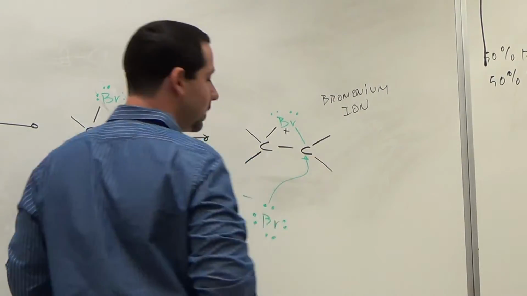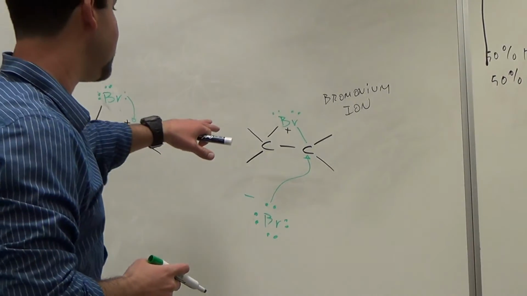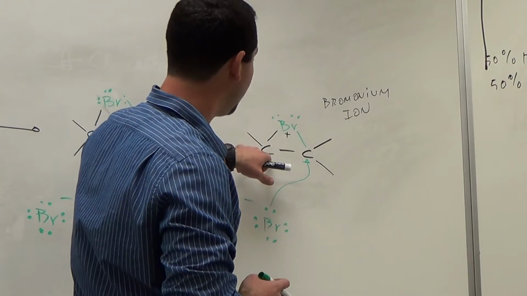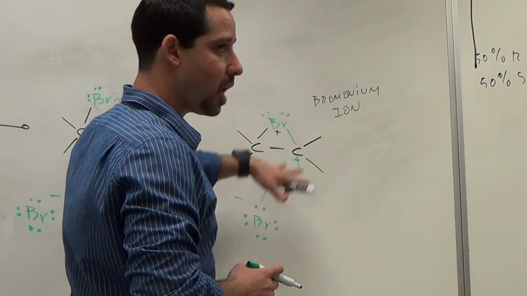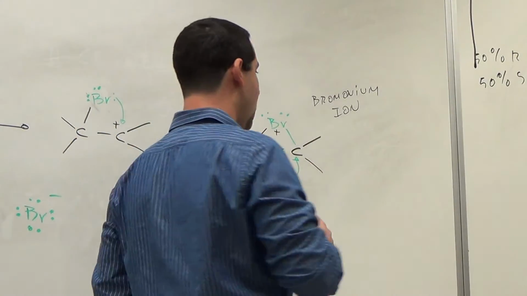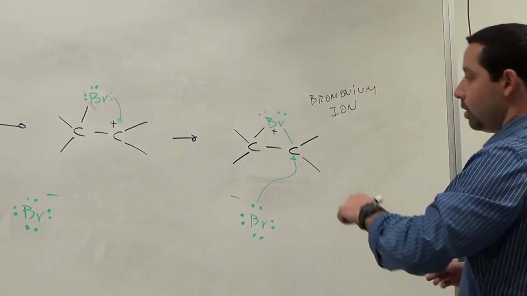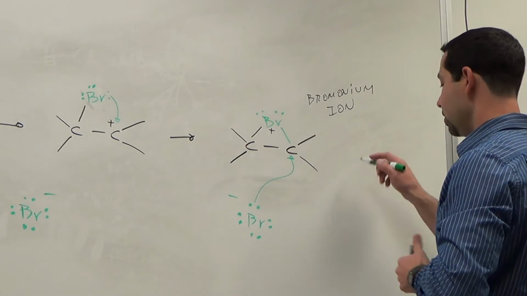Let's say it attacks that carbon. So now the bond here is going to break. I did not have a reason why to either attack this or that, right? I just drew it there, but there is a reason why one would attack over the other. And if it attacks there, what you get is this.